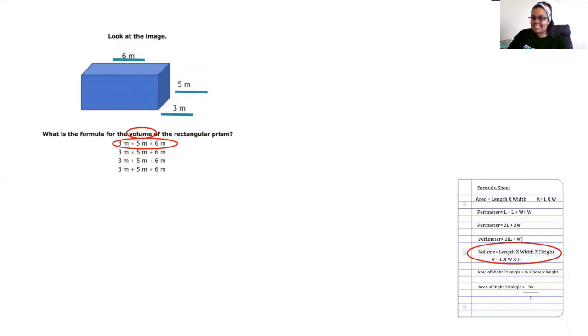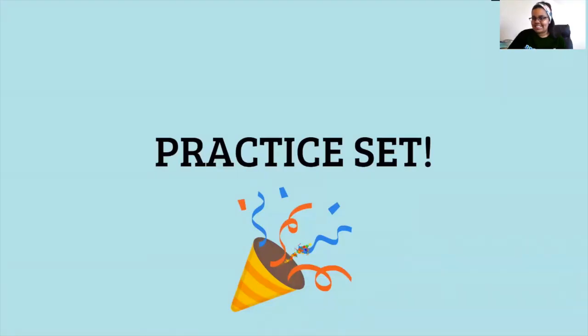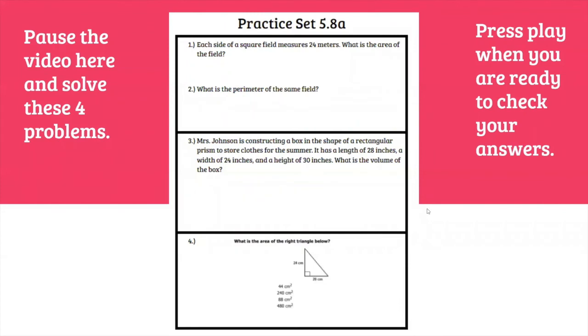All right, guys, it's time for your practice set, which means it's time for you to practice a few problems on your own. Here are your practice set problems for today. Problem number 1 says, each side of a square field measures 24 meters. What is the area of the field? Problem 2, what is the perimeter of the same field?